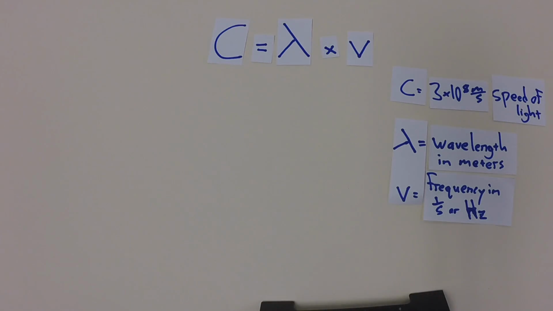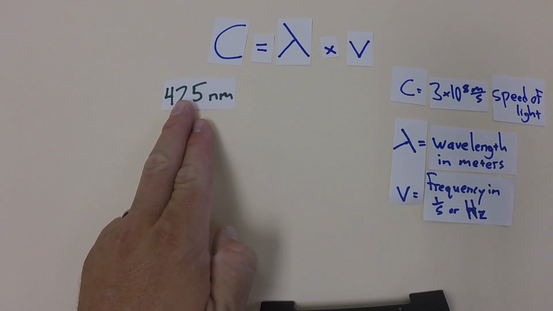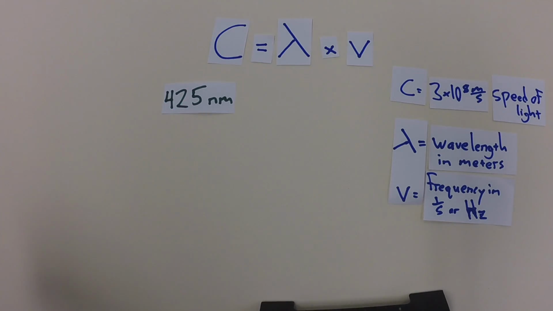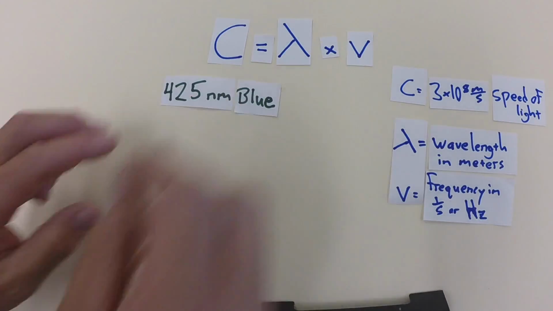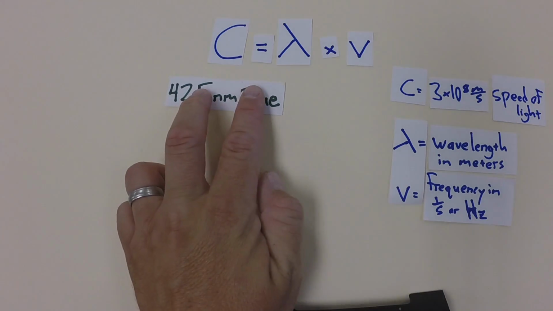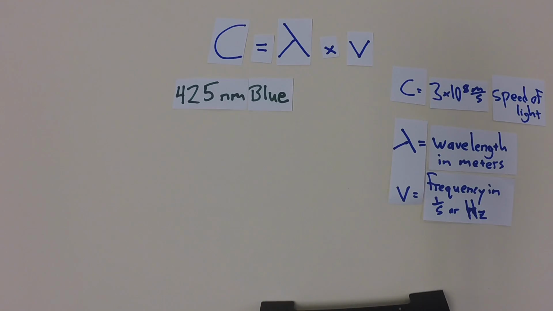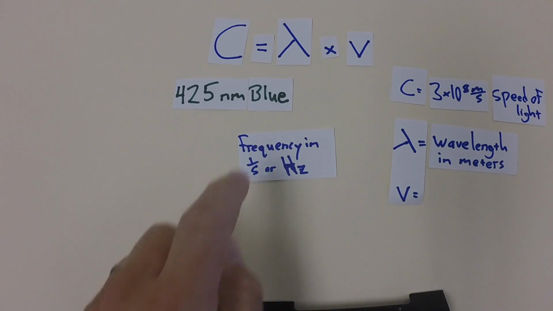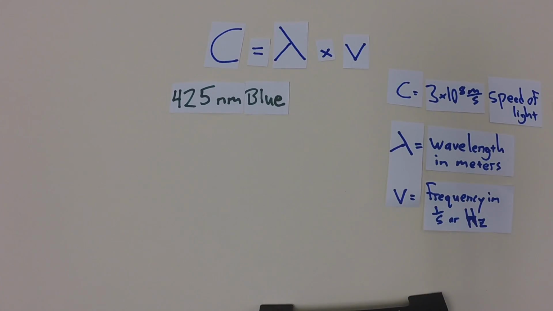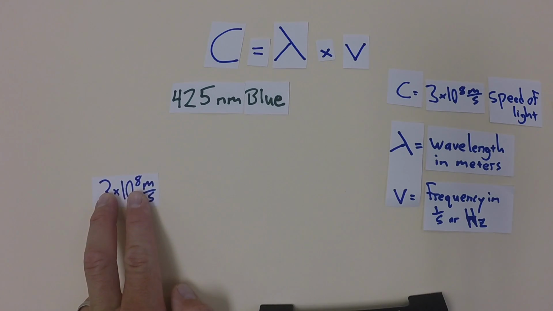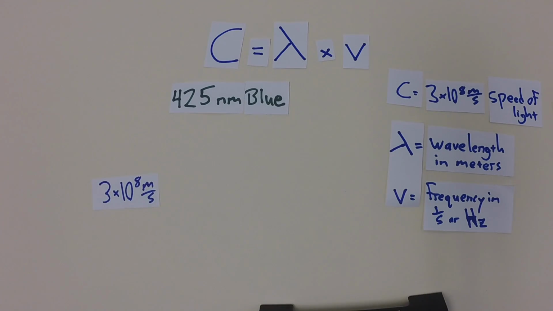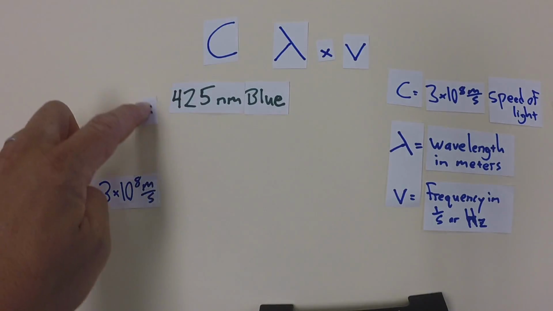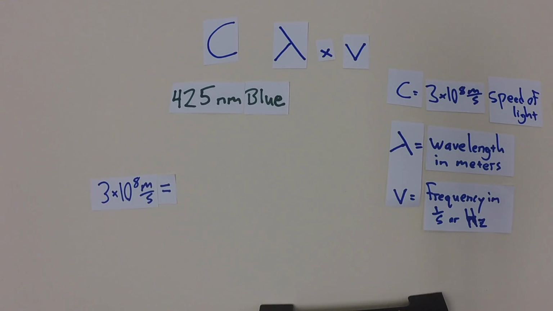Now let's look at an example. Imagine that we have 425 nanometers of light. That wavelength would correspond to a dark blue, something in the blue indigo range of the visible spectrum. And let's say we want to calculate the frequency of that wavelength of light. So to do that, we're going to use our equation. C is the speed of light, 3 times 10 to the 8th meters per second. And that's going to be equal to our wavelength.